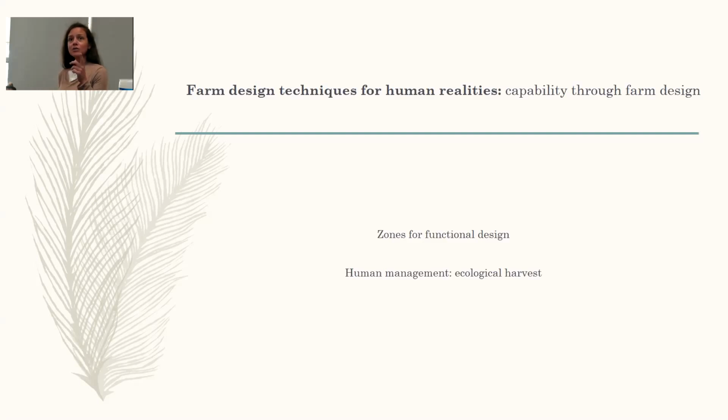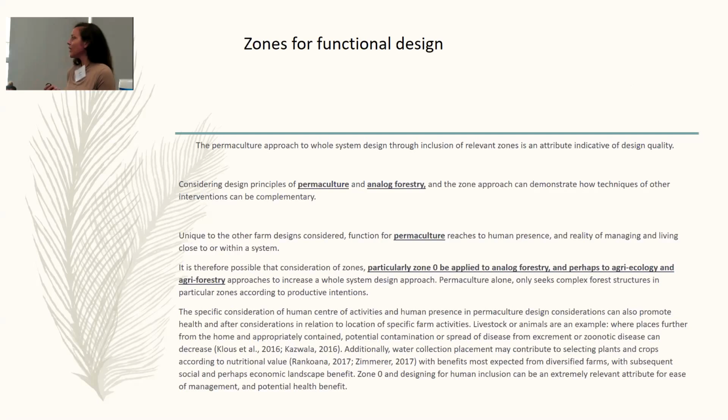in agricultural systems. The two techniques used: one's permaculture focus, which is zones for functional design. The second one's human management, with an additional focus on ecological harvest, which is taught through analog forestry because the system's so complex. So it's about how do you harvest while maintaining the system function, because it's such a different type of function to a normal agricultural system. So I'm assuming most people here know enough about permaculture to know about the zones of permaculture, and that they're also a fundamental basis to permaculture. It's about whole system design and inclusion of relevant zones.